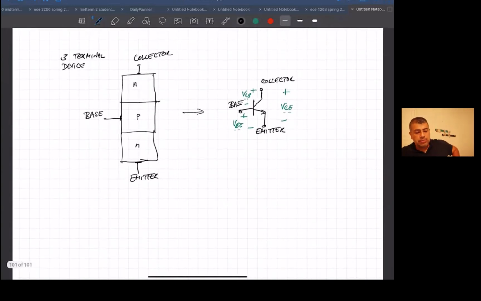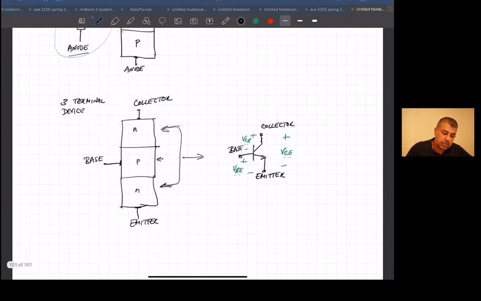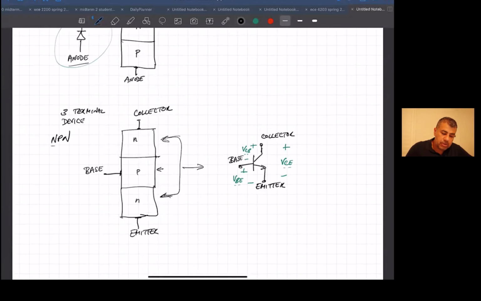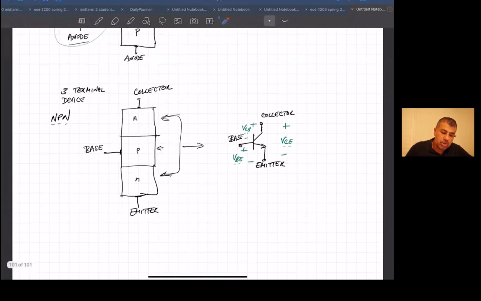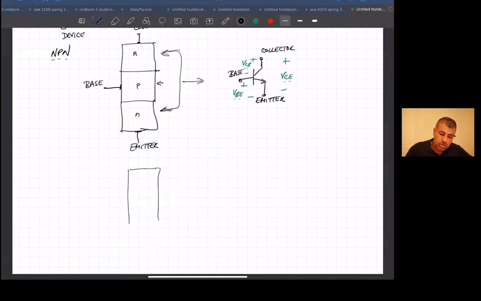All right, so that's a bipolar transistor. The way you get a bipolar transistor is when you have two regions of the same polarity. These two are both N-type, and they're sandwiching a region that's the opposite polarity, which is P-type. This is called the NPN bipolar transistor. You could also have a PNP bipolar transistor, which is two P sections sandwiching an N section.